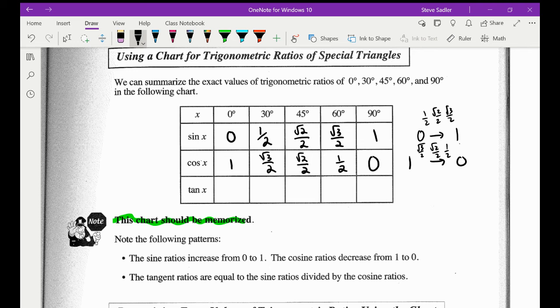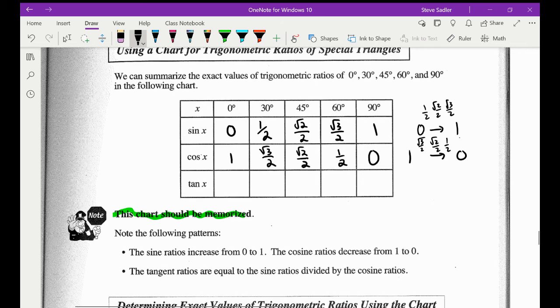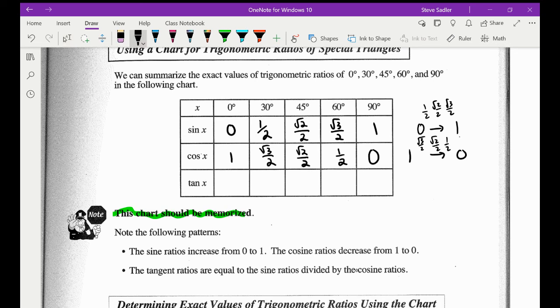And then tan is always going to be the sine divided by the cos. So 0 divided by 1 is 0. 1/2 divided by root 3 over 2 is 1 over root 3, or rationalized, root 3 over 3. Root 2 over 2 divided by root 2 over 2 is just 1. Root 3 over 2 divided by 1 over 2 is just going to be root 3. And 1 divided by 0 is undefined.